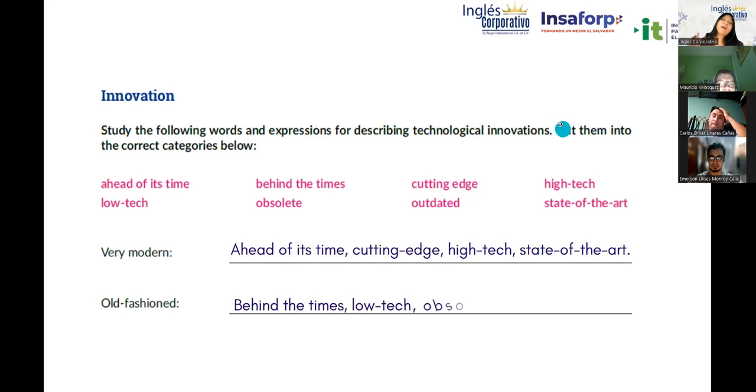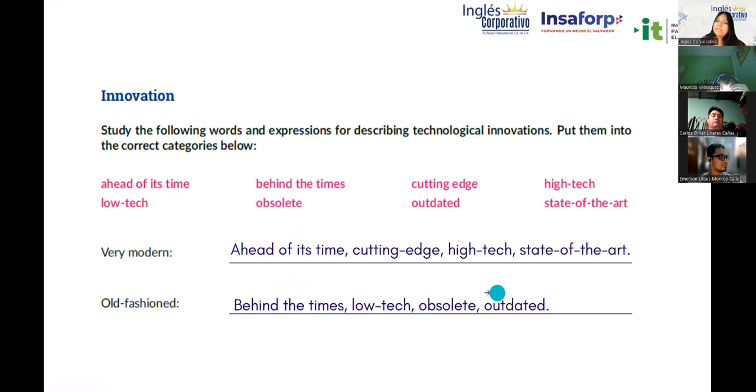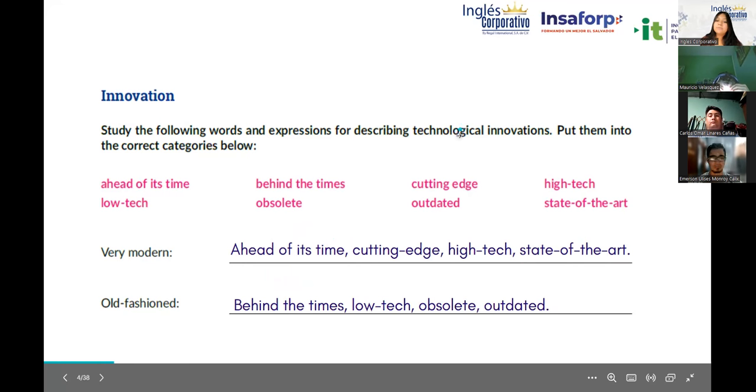Now let's move and talk about the things that we were covering yesterday. Do you remember the adjectives that we covered? Okay, very good. So we have the ones that are very modern: ahead of its time, cutting edge, high tech, state of the art. And we also have the ones that are old fashioned: behind the times, low tech, obsolete, and outdated. What is the meaning of outdated?